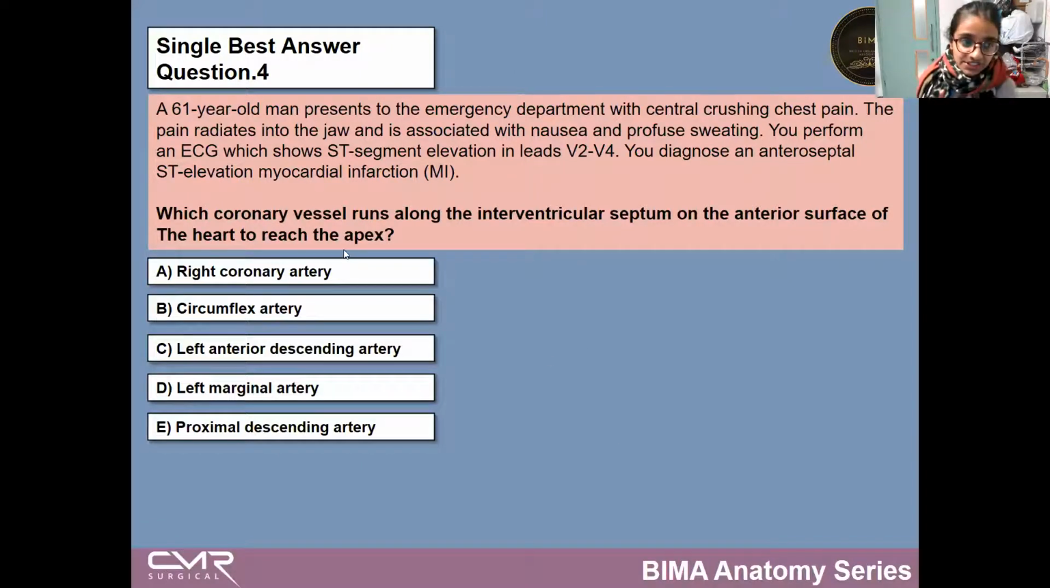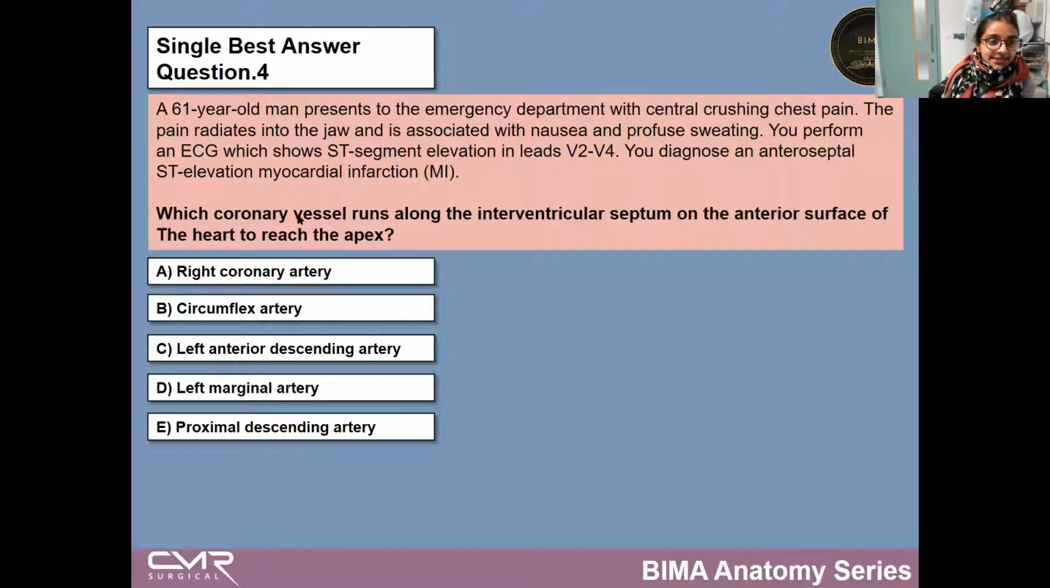So, next question. A 61-year-old man presents to ED with central crushing chest pain, which radiates into the jaw and is associated with nausea and profuse sweating. You perform an ECG, which shows ST segment elevation in leads V2 to V4. You diagnose an anteroseptal ST elevation MI. Anteroseptal. Which coronary vessel runs along the interventricular septum on the anterior surface of the heart to reach the apex? So in other words, which artery do you think is blocked in this scenario?